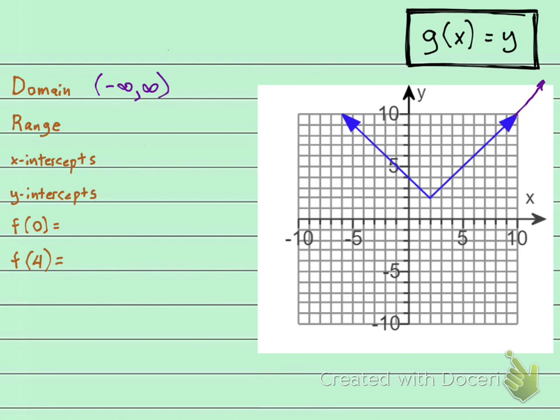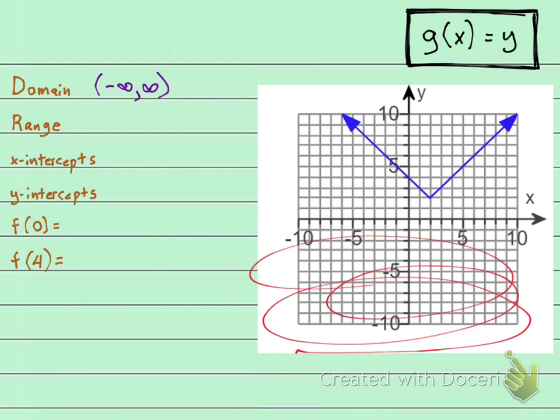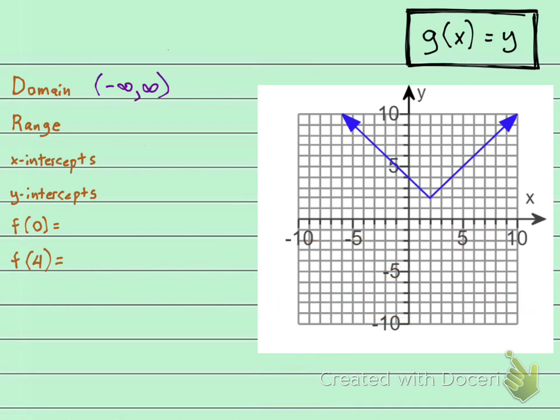Now the range is all of your y values. So you'll notice that the graph does not go down here. I don't have any graph down here. So if I'm looking for a graph and I start going up, where do I first see a graph? Right here. Okay, and since it's all my y values, I want to know what this is right there, and that is 2. Okay, so I would have graph at 2.